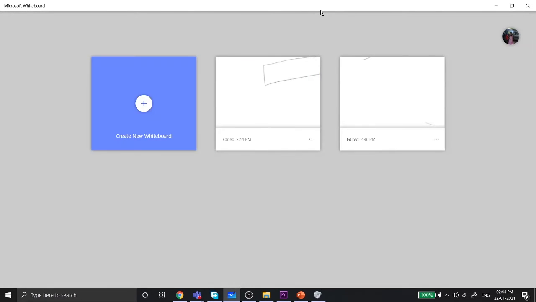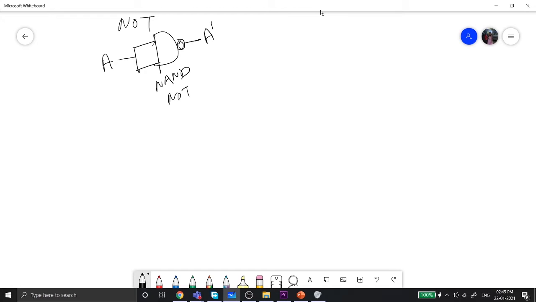So now let's construct the NOT gate, which I did before. This is A, this is A complement, and this is the NAND gate, which functions as a NOT gate. We connect both the inputs together and it functions as a NOT gate. Simple. And let me delete that as well.